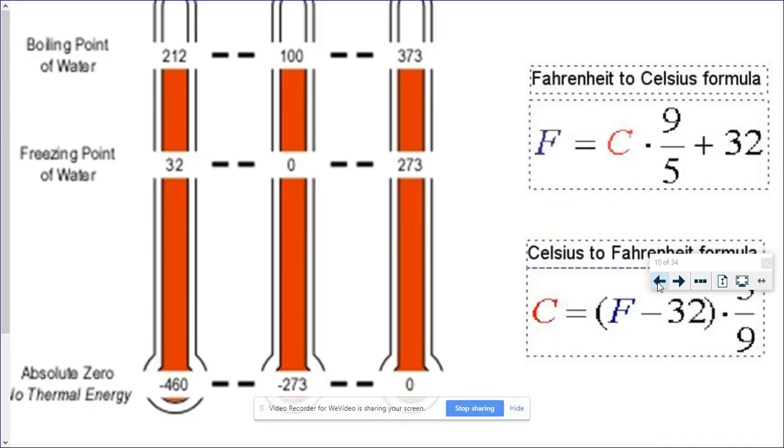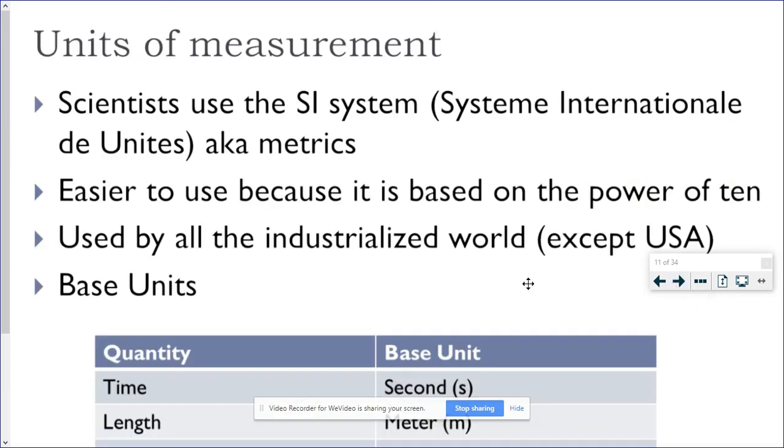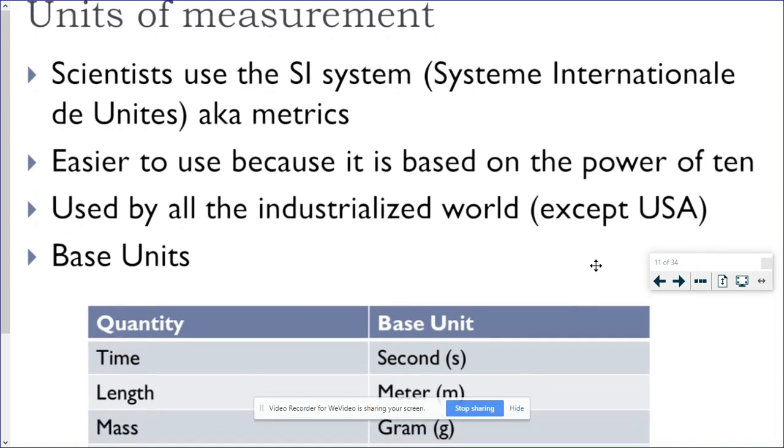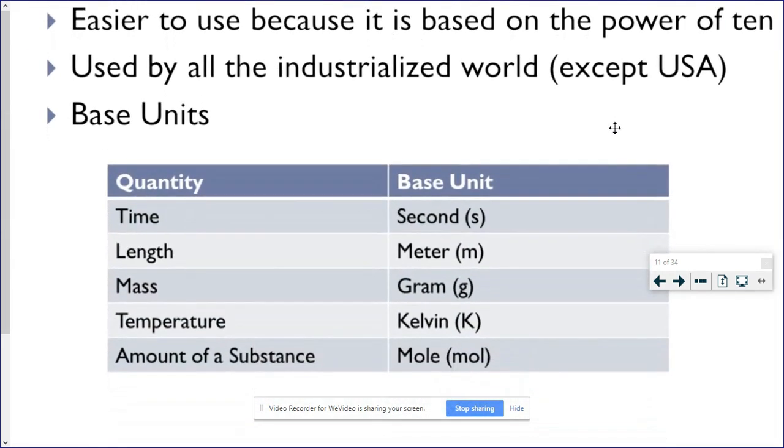If you flip back here and just look at the Celsius scale, it's much easier to remember that it boils at 100 and it freezes at 0 than to try to remember 212 and 32. So it's a much nicer, easier system to work with, especially since it's in base 10. The entire industrialized world uses it except for the United States, but we're just stubborn and haven't been able to switch over.